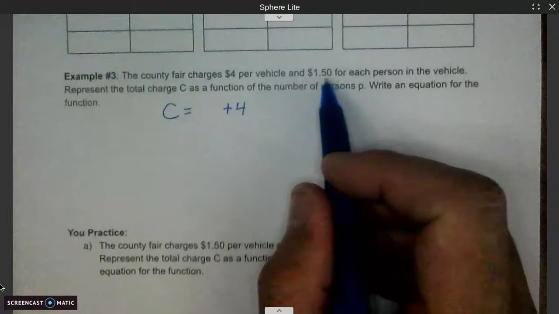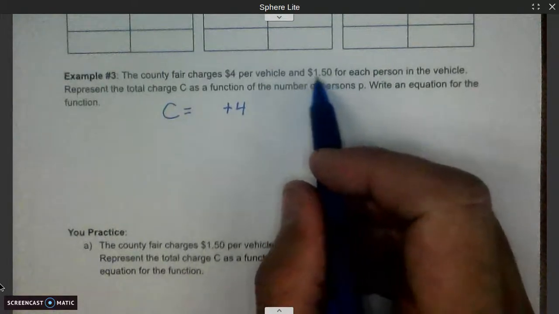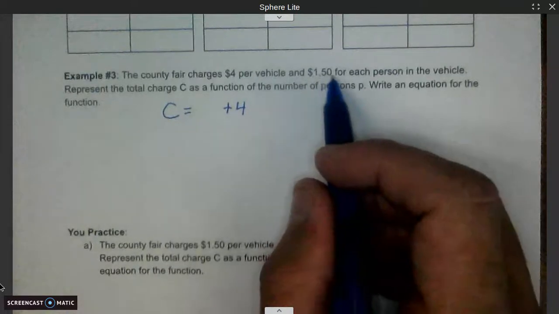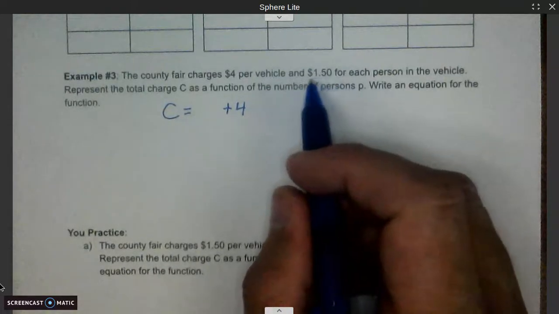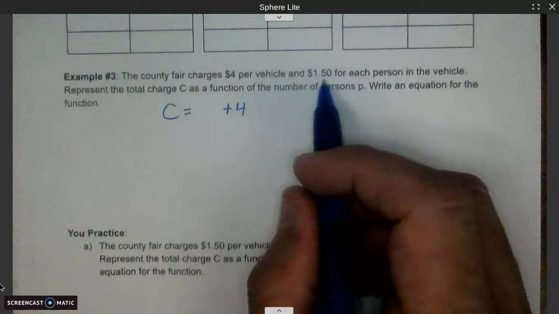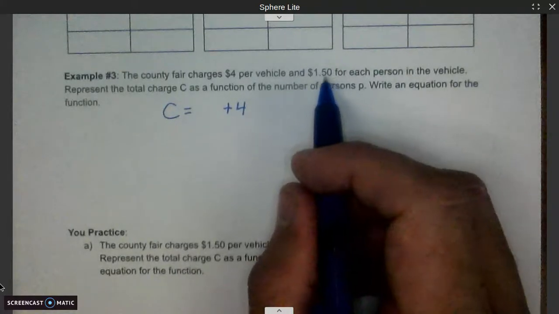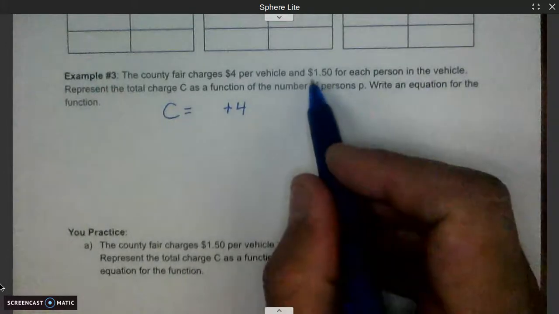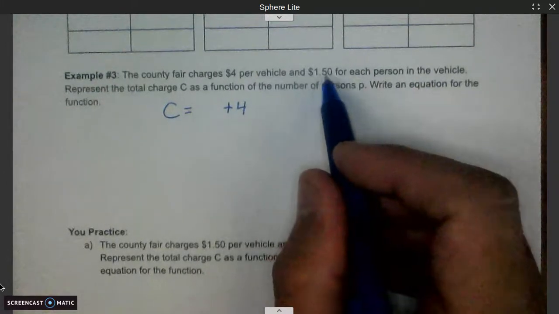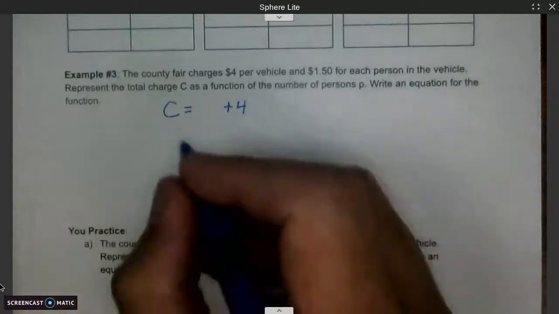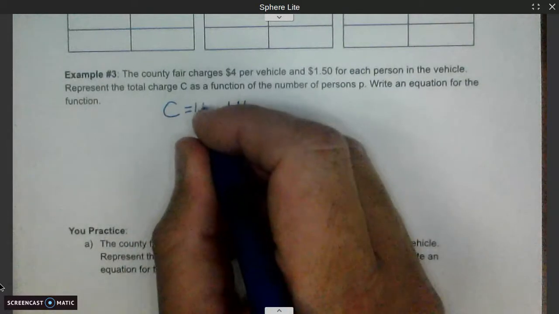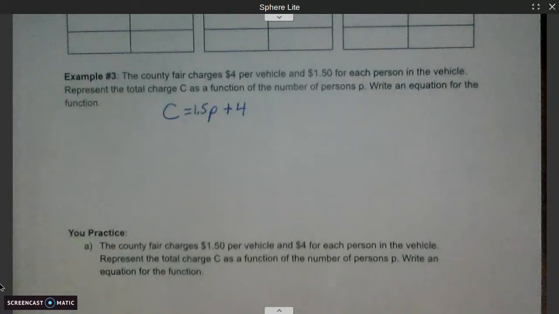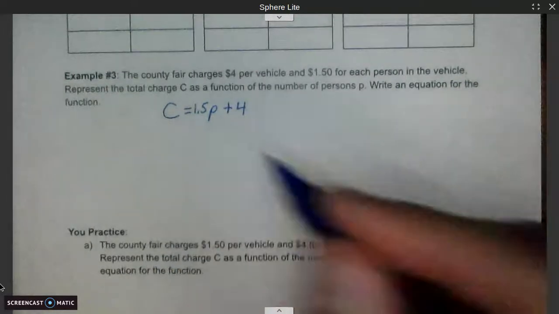If 2 people come, then they're going to be charged another $3. If 3 people come, that's going to be $4.50. If 4 people come, that's going to be $6. So all you're doing is taking the number of people and multiplying by $1.50. So this would be 1.5 times the number of people. And that is my equation that I'm looking for.